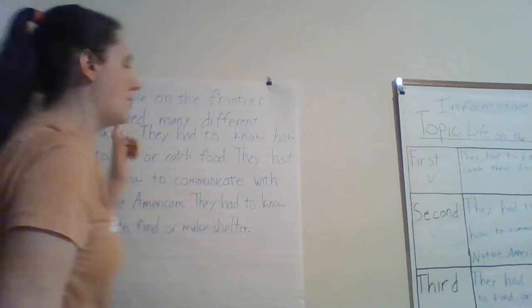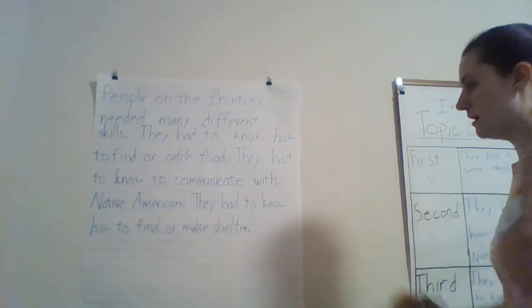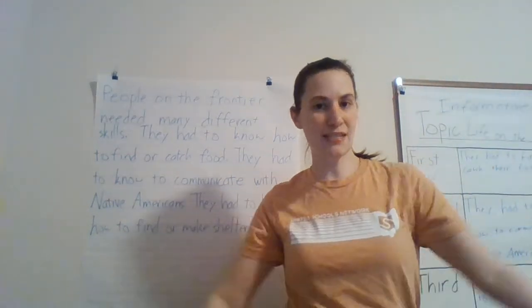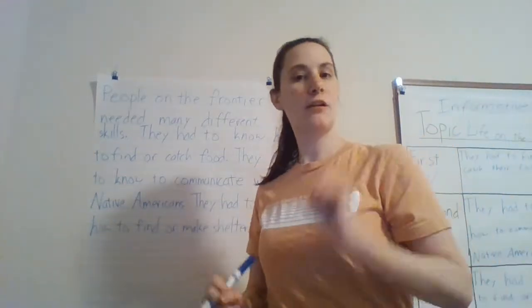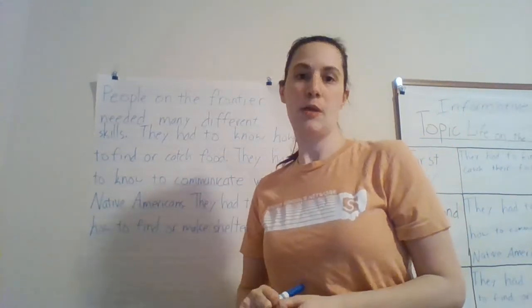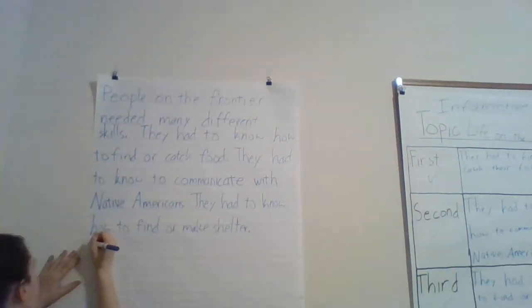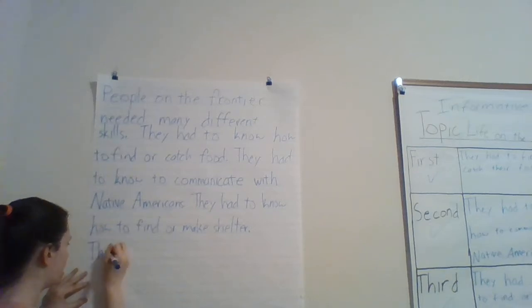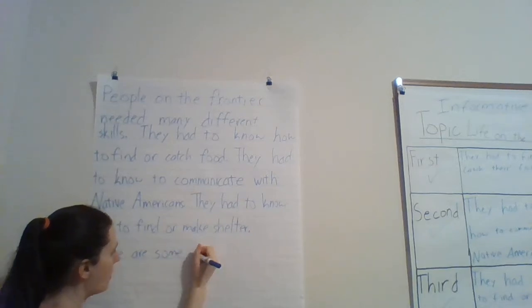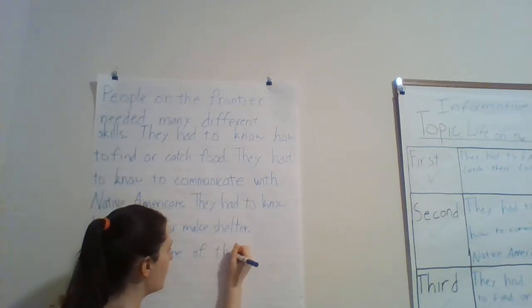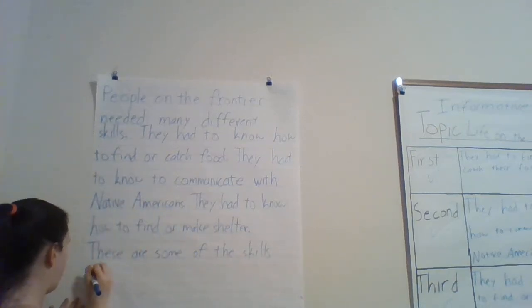Got my period. Now, I have my intro. I've got my 3 facts, right? Bang. I need a conclusion. I need to bring a sense of closure to my paragraph. So people on the frontier needed many different skills. My conclusion will be these are some of the skills people on the frontier needed. So, I'm going to come down here. These are some of the skills people on the frontier needed.